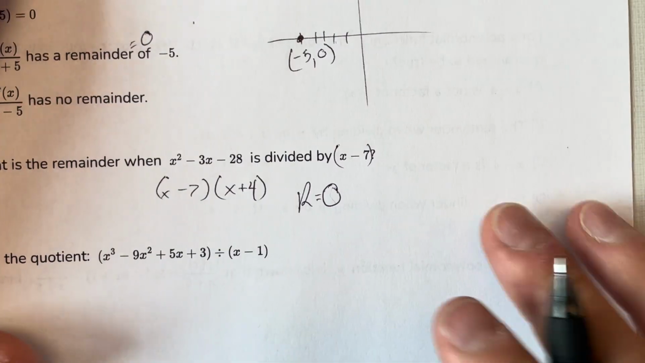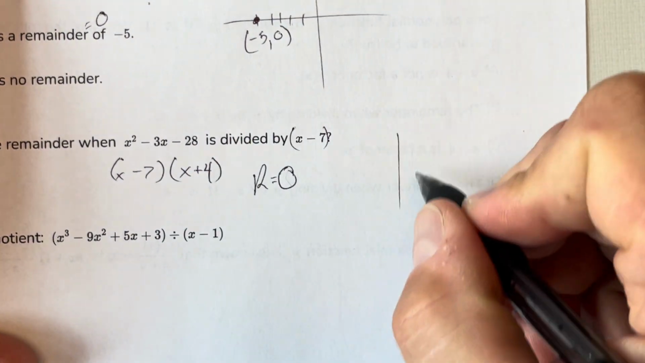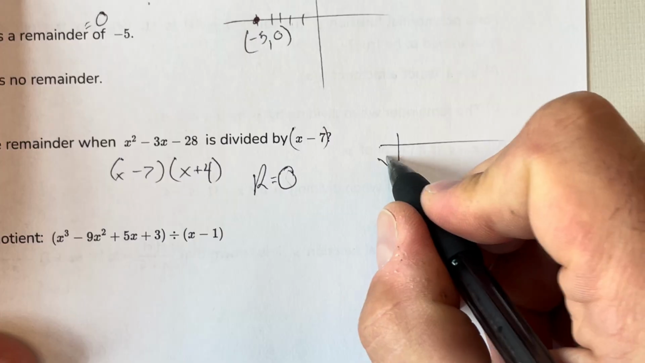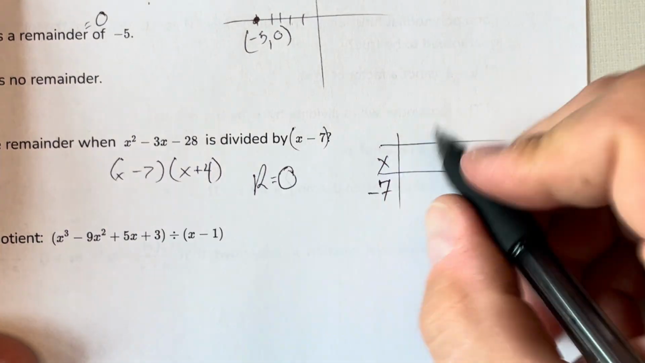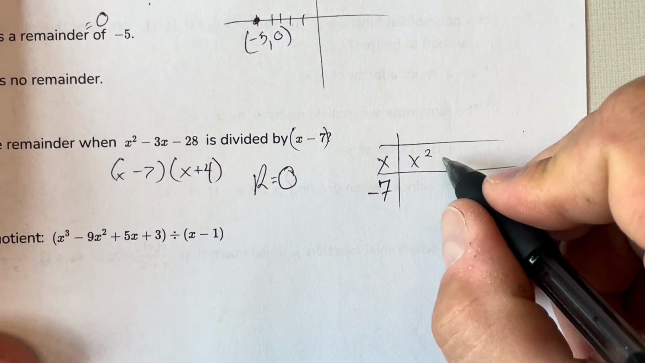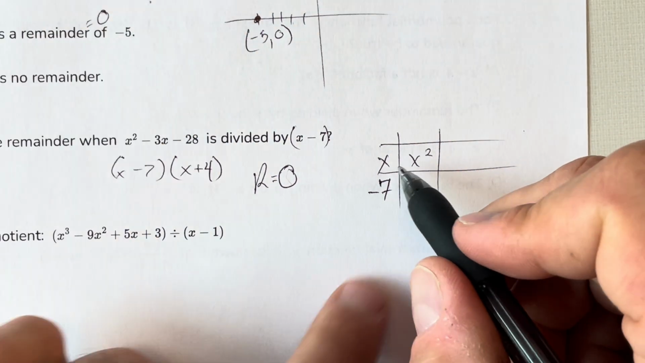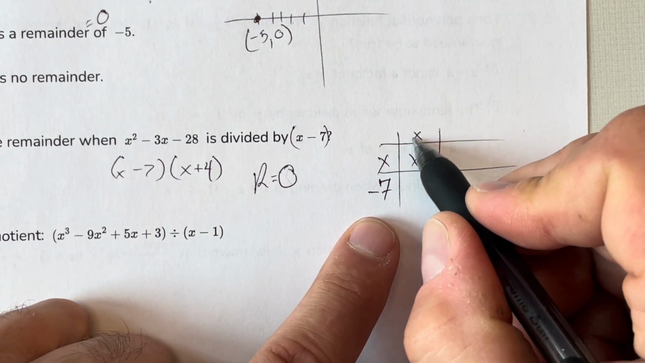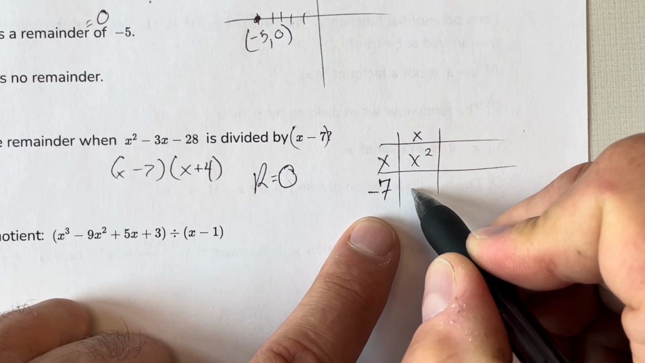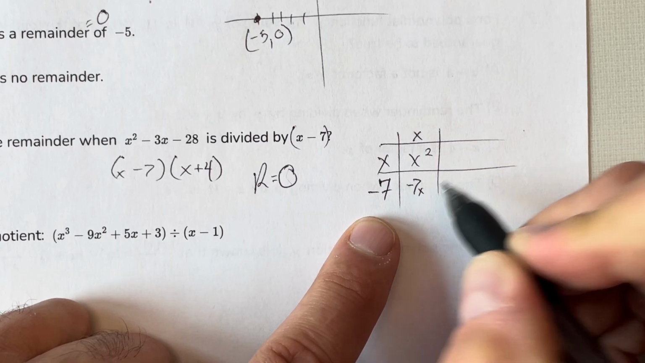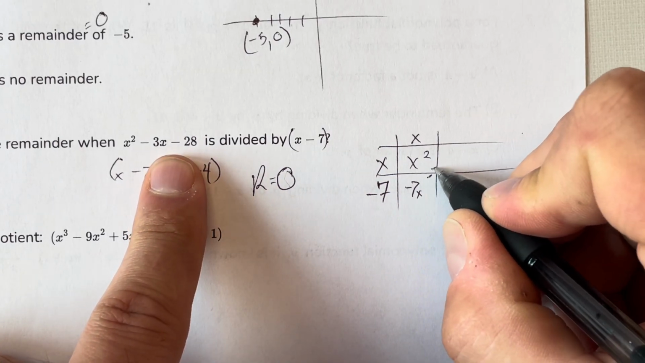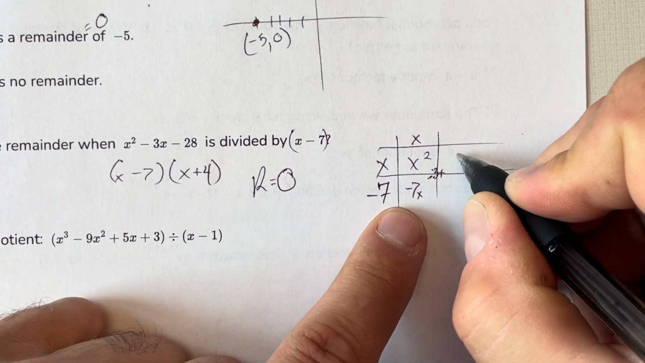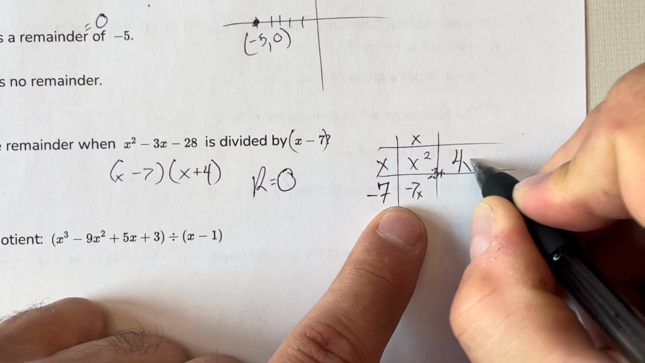Now that's one method. If we did this with the area model method, I take that x minus 7 and write it here on the side. I'm going to divide that into an x squared and find the other part here. So x times an x would make x squared. That means this one would have to be a -7x. But the combination of these two has to add up to a -3x, so this would have to be a 4x.